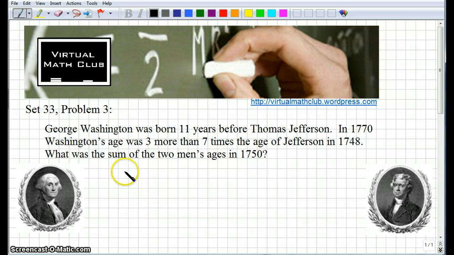Okay, well, this is a bit confusing, right? I think you would agree that all this language is a bit confusing. And part of the problem is we have their ages in 1770 and 1748 and 1750. So let's define a couple of variables. I'm going to define W to be Washington's age in 1750.